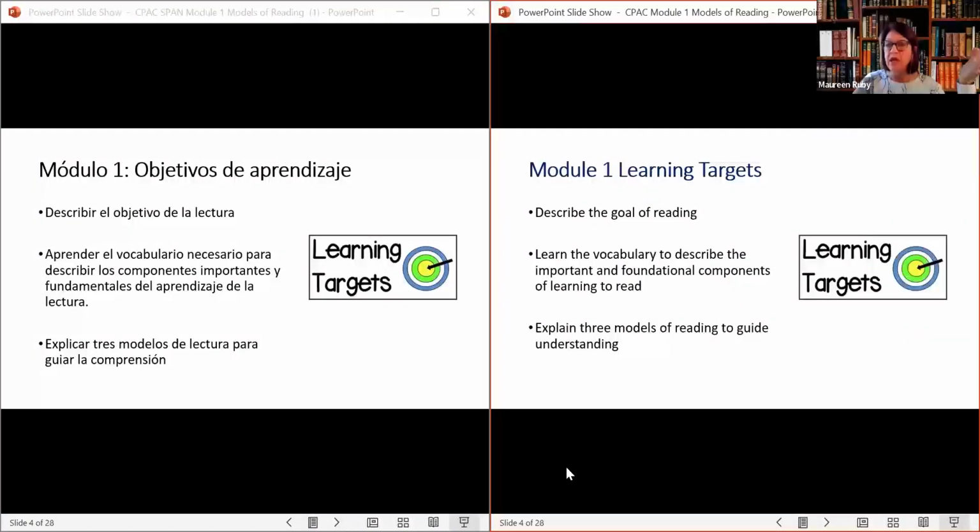So just like you should be seeing in your children's schools, or as we as educators try to do, we want to know what the learning targets are. That's always a good question if you're in a meeting with an educator: what are the learning targets for my child? Well, the learning targets for us as adults in this hour that we're going to spend together are threefold. Describe the goal of reading, learn the vocabulary that is used in talking about reading and the very essential key fundamental points about learning to read, and then look at those three models. So at the end of this presentation, those are the things that I'm hoping you all come away with. You can go to the next slide.